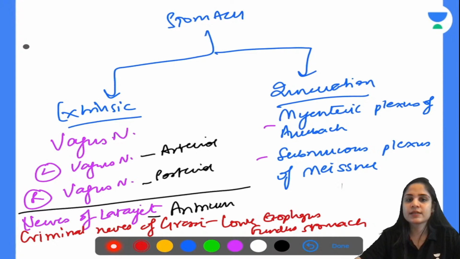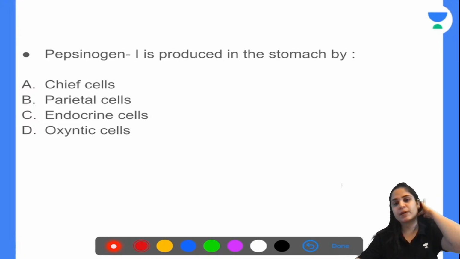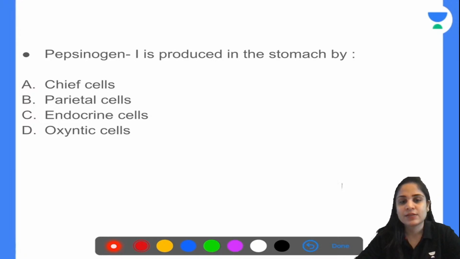All right, so this is everything about the innervation of the stomach. We've seen the parts of the stomach, the arterial supply, the venous supply, and the nervous supply. Now moving on to the cells present in the stomach. This is a question that comes in the exam: Pepsinogen 1 is produced in the stomach by chief cells, parietal cells, endocrine cells, or oxyntic cells.